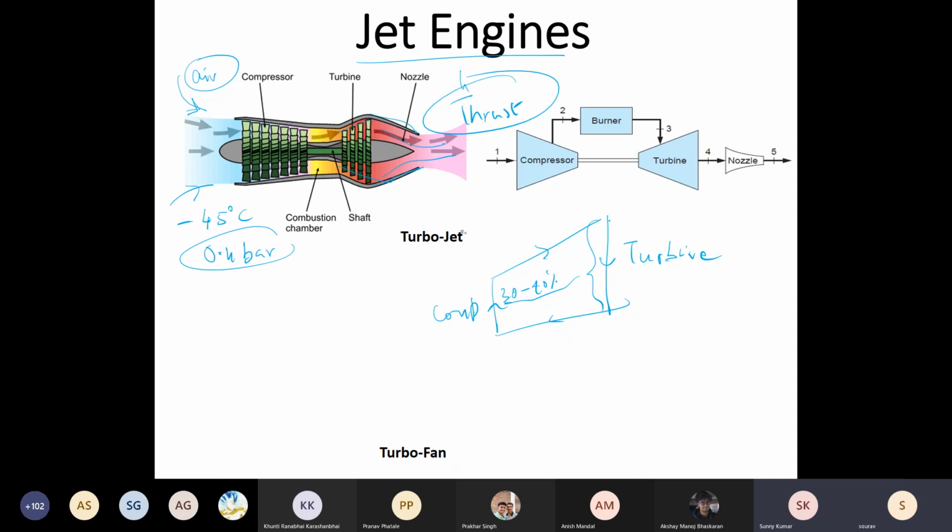So I do not expand it completely in the turbine. I do not extract all the potential. I expand it only till this point so that I can run my compressor. The rest is passed through the nozzle. So I still have this much potential. I increase the speed of the gases, convert the static enthalpy to kinetic energy, and then release it from the back.